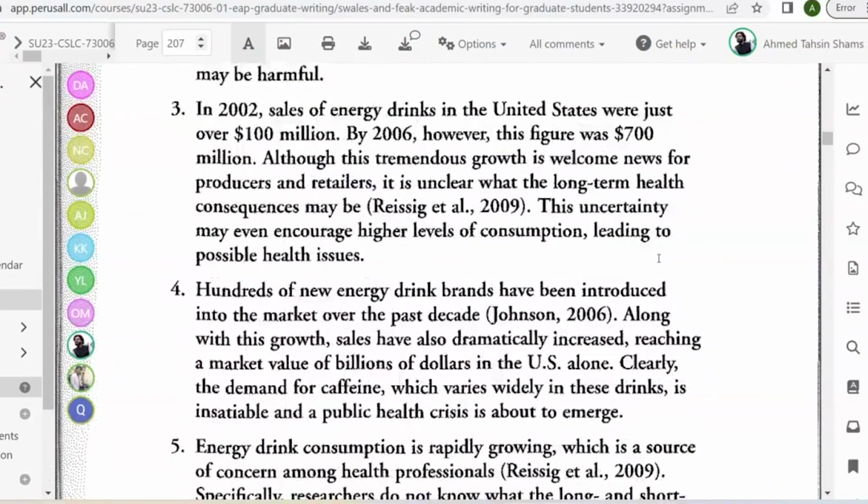Number three, what problem do we have with number three? Group one.